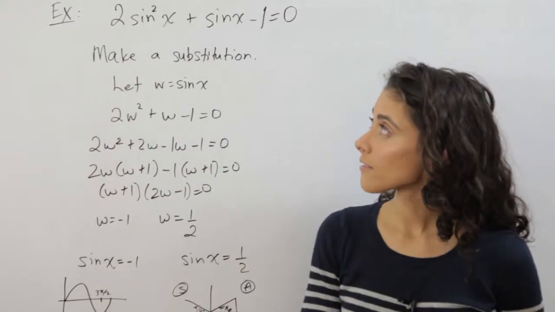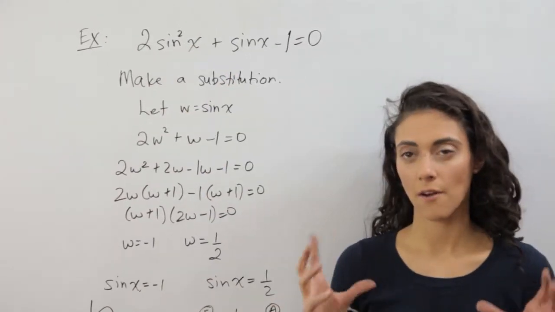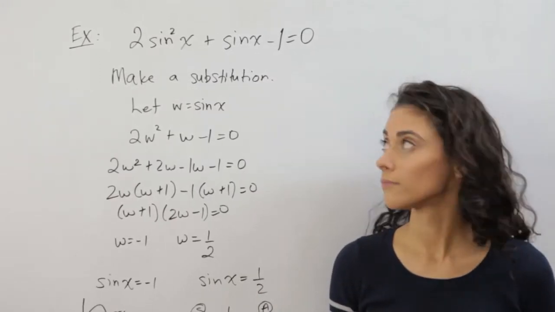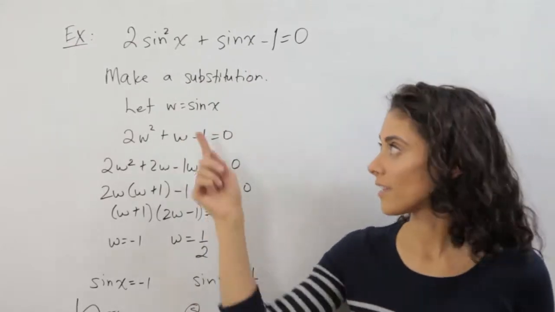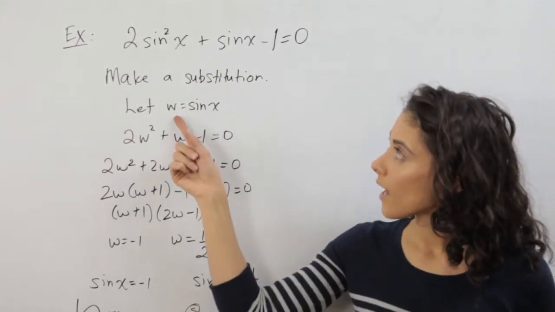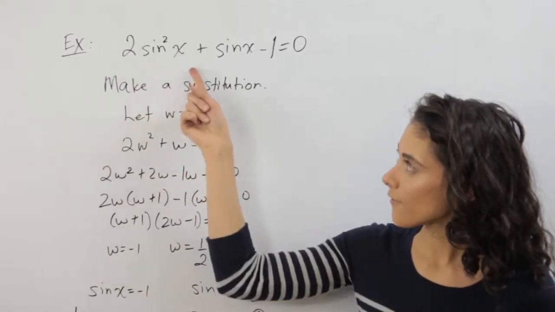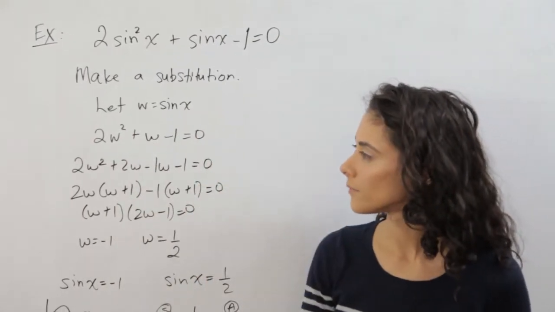So notice that this little sine x has a little 2 right up there, which means sine of x, the entire thing, is squared. The easiest way to solve this is to make a substitution. I can replace each of these sine x with some other variable, say w. Everywhere I see a sine of x, I've now got w. Instead of 2 sine of x squared, 2w squared plus sine x is now w minus 1.